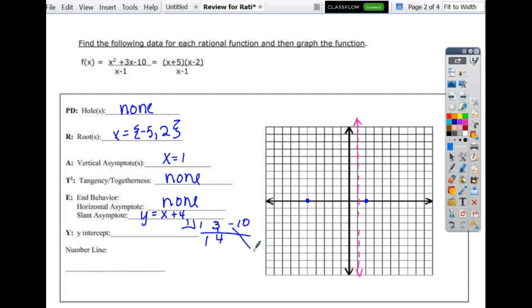So if I'm going to put that slant asymptote, where do I start? Plus 4. 1, 2, 3, 4. So there's the 4. And then you can use your ID, because that makes a straight line.